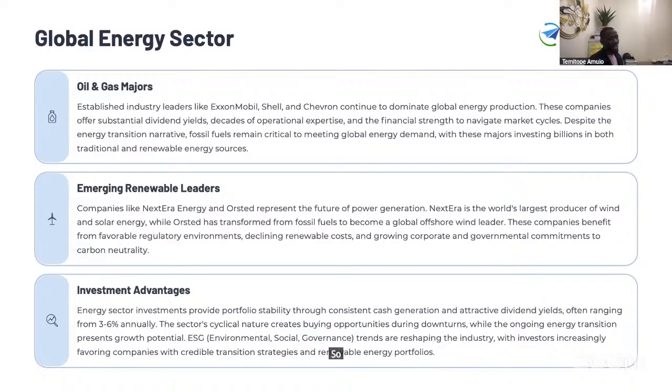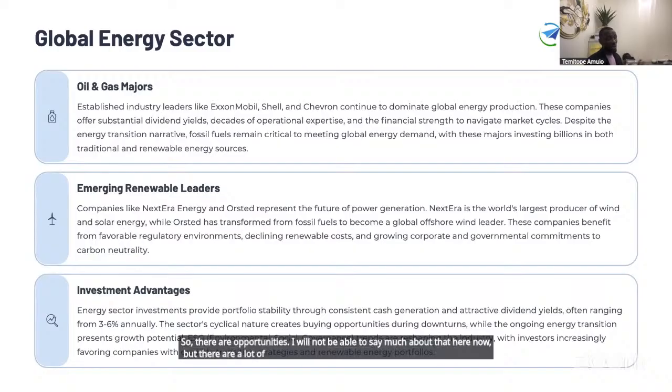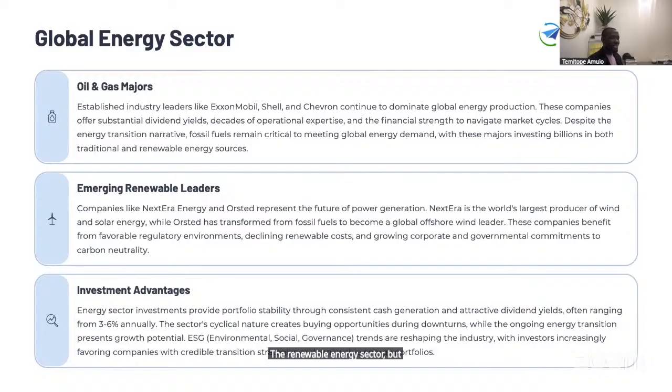There are opportunities. I will not be able to say much about that here now, but there are a lot of opportunities in the renewable energy sector. If we can't start it now, then let's key into those that are leading the industry, like NextEra, Orsted, and lots more like that.